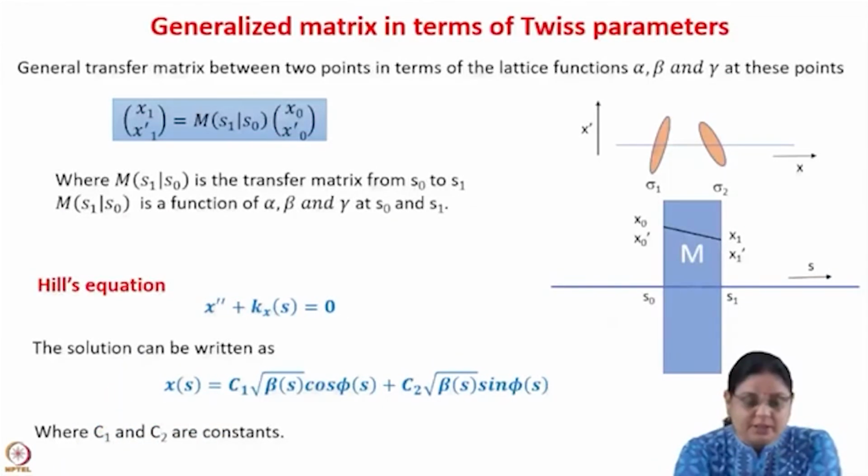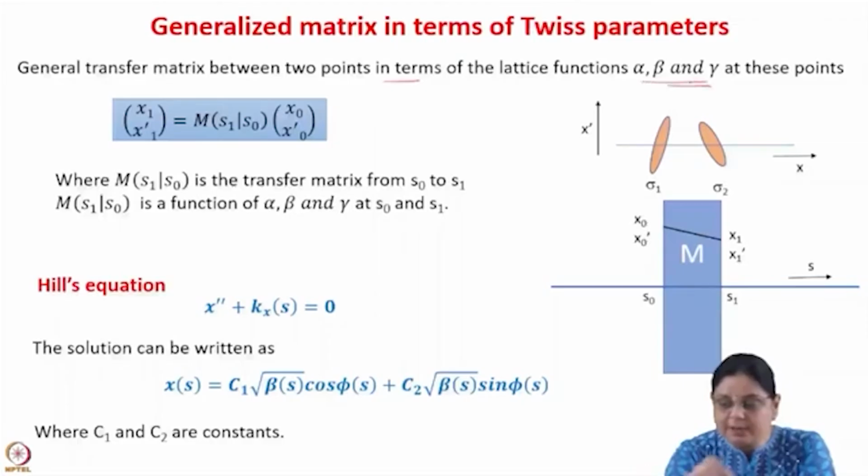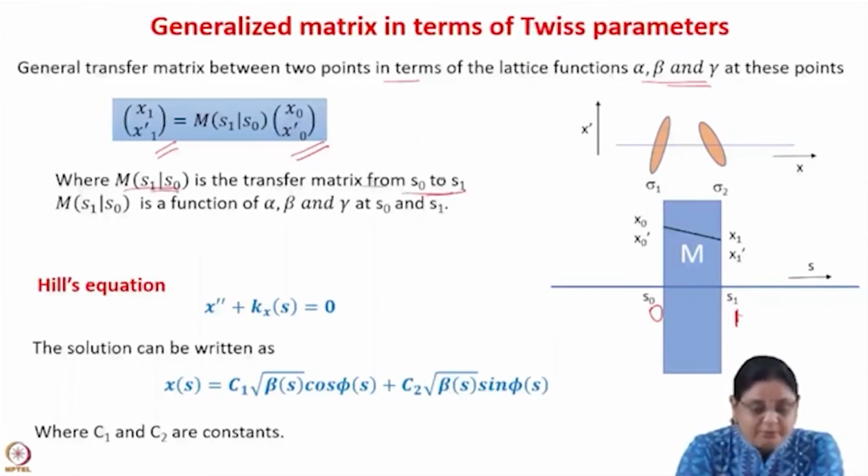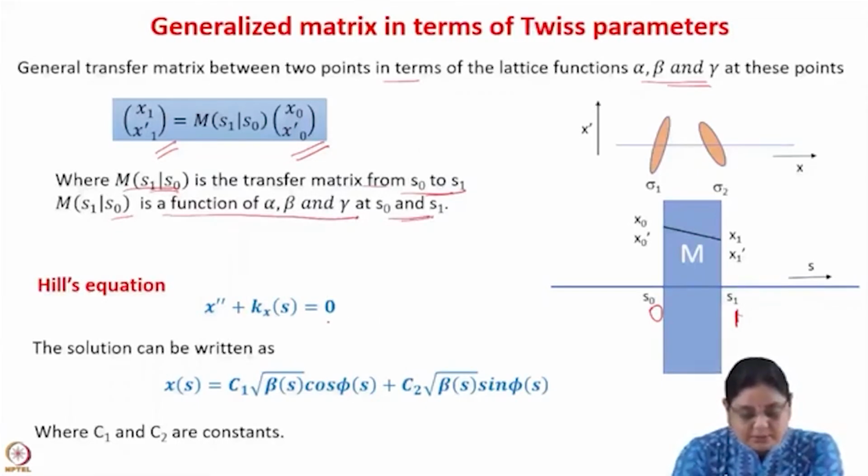So now let's calculate the general transfer matrix between 2 points in terms of the lattice functions alpha, beta and gamma at these points. So we can write this is the initial coordinate and this is the final coordinate. So this is S0, this is S1. So M(S1, S0) is the transfer matrix from S0 to S1, and this is a function of alpha, beta and gamma at S0 and S1. So Hill's equation is this.